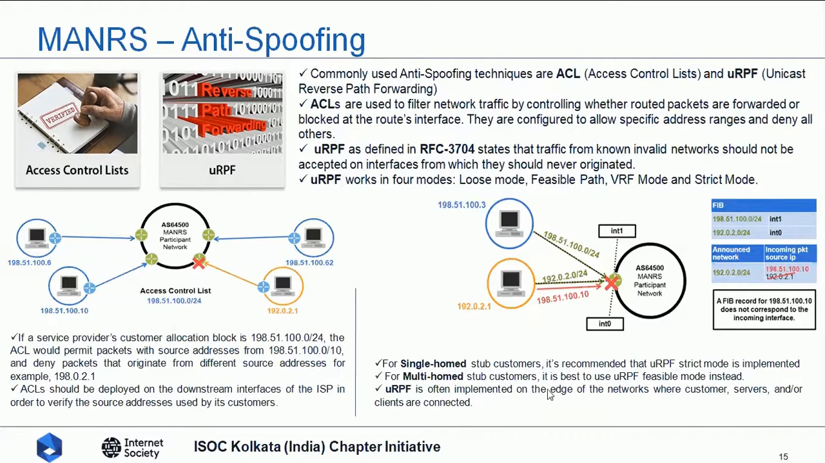It is often implemented at the edge of the network where the customer servers and clients are connected, so wherever the entry points are, you put those checks. An incoming packet's source is not allowed if it is not in the list, so that you protect against all those kinds of spoofing of the source address.